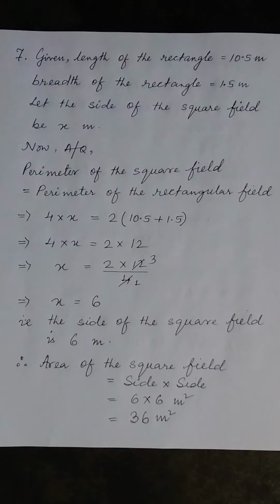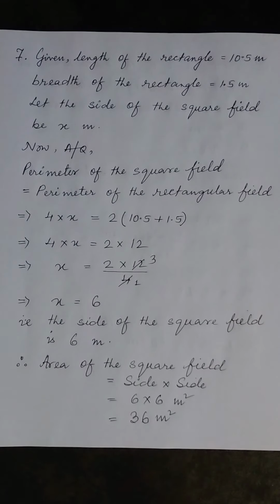Understood? So here what was given? Here length and breadth of the rectangle are given to you, and there are two kinds of field. One is a rectangular, another is a square field. Given that both the fields share the same perimeter, you have to find out the area of the square field. So for finding the area of the square field, we must know the side of the square field. Otherwise, how can we find it?